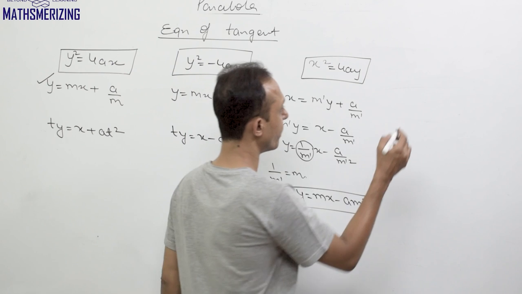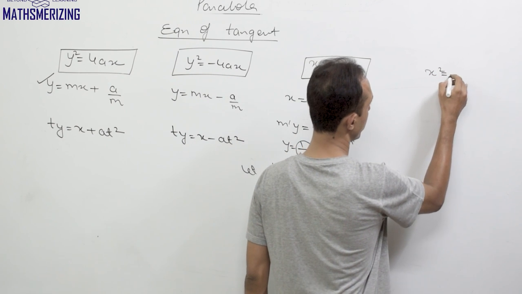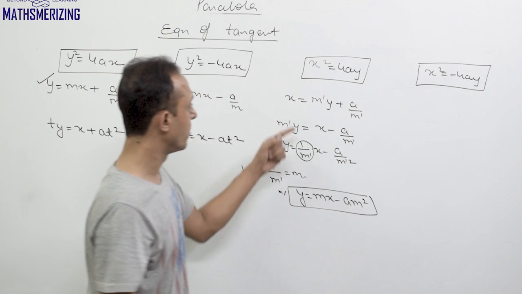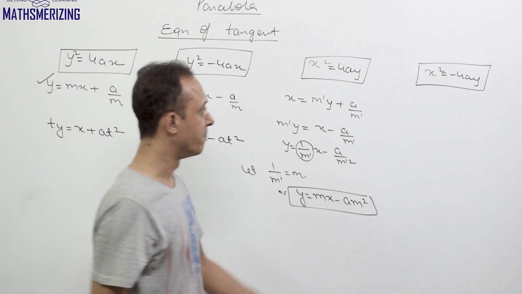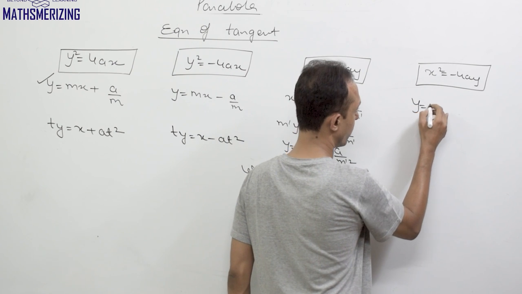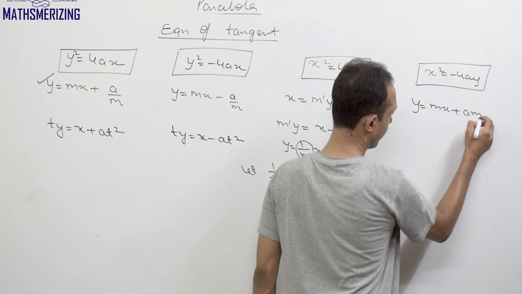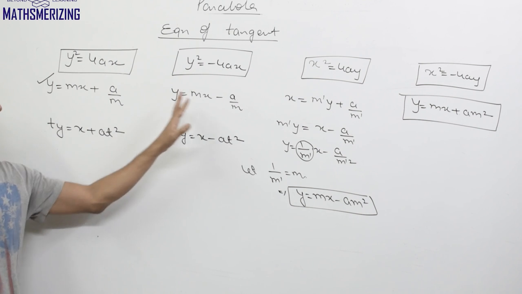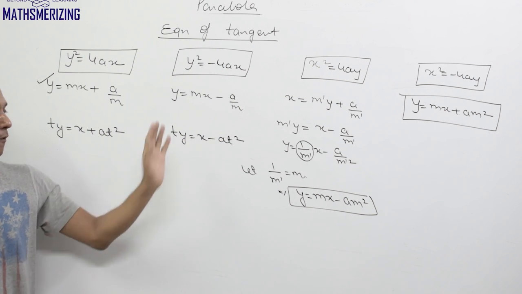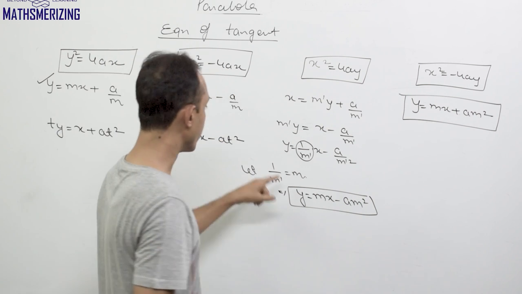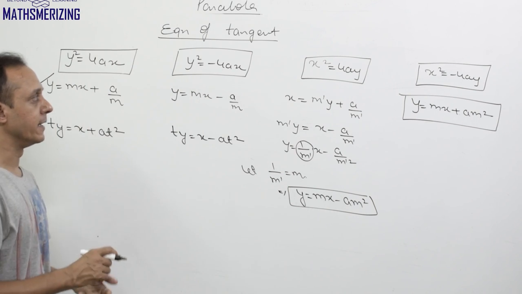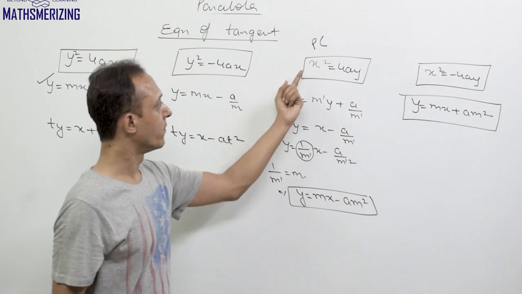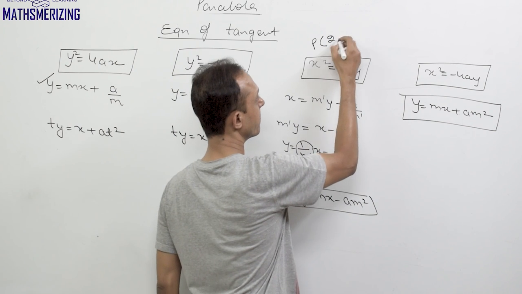And for this fourth form, which is x square equals minus 4ay, again we'll replace a with minus a. We can write this equation as y equals mx plus am square. So this is how we can write equation of tangent for any of these four given forms. Now for this third form, we'll also write it in terms of parameter t. So for this third form, we know that any point on this parabola will be (2at, at square).